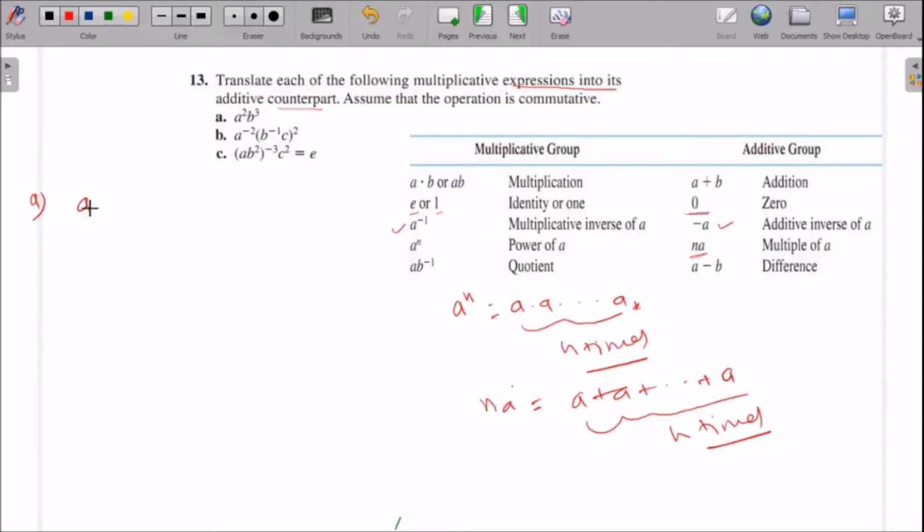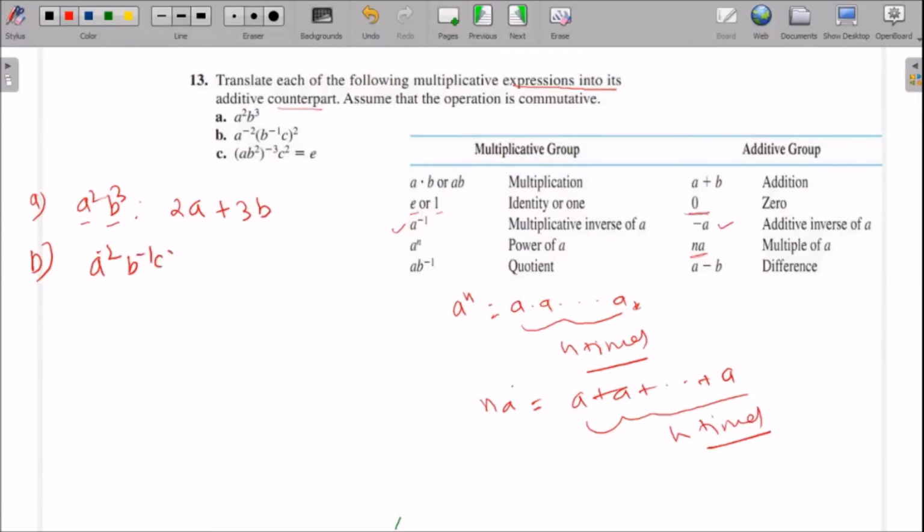First one, A square B cube. So this we can translate in additive group, as we are seeing. So 2 times of a, since a to the power n is equivalent to na, and because there is a multiplication between a square and b cube, we need to write 3 times of b. So 2a plus 3b.